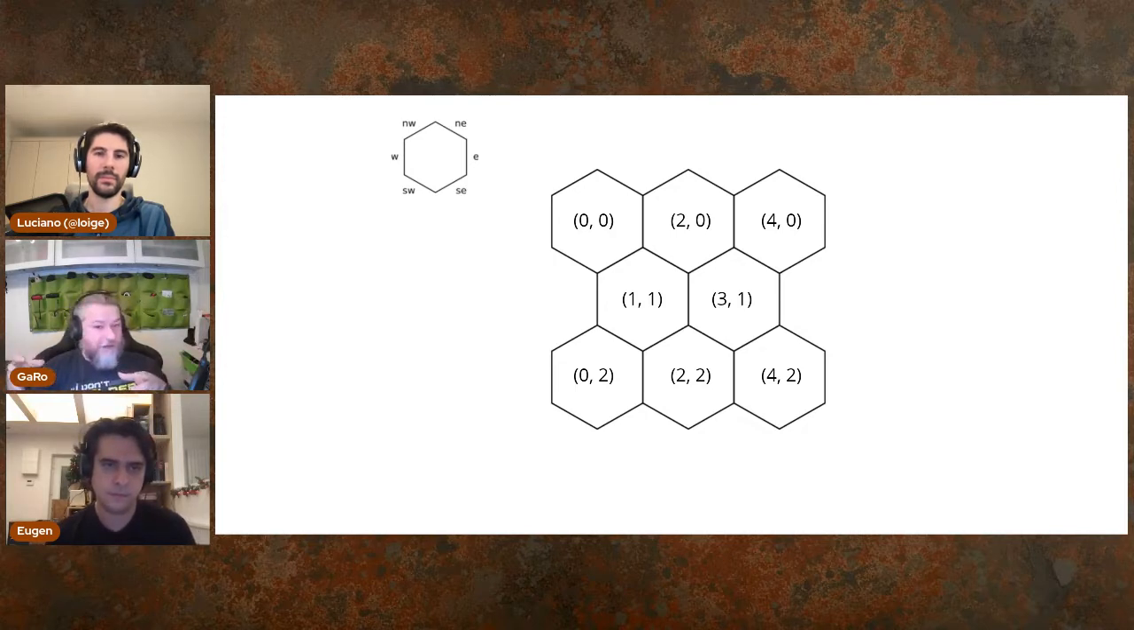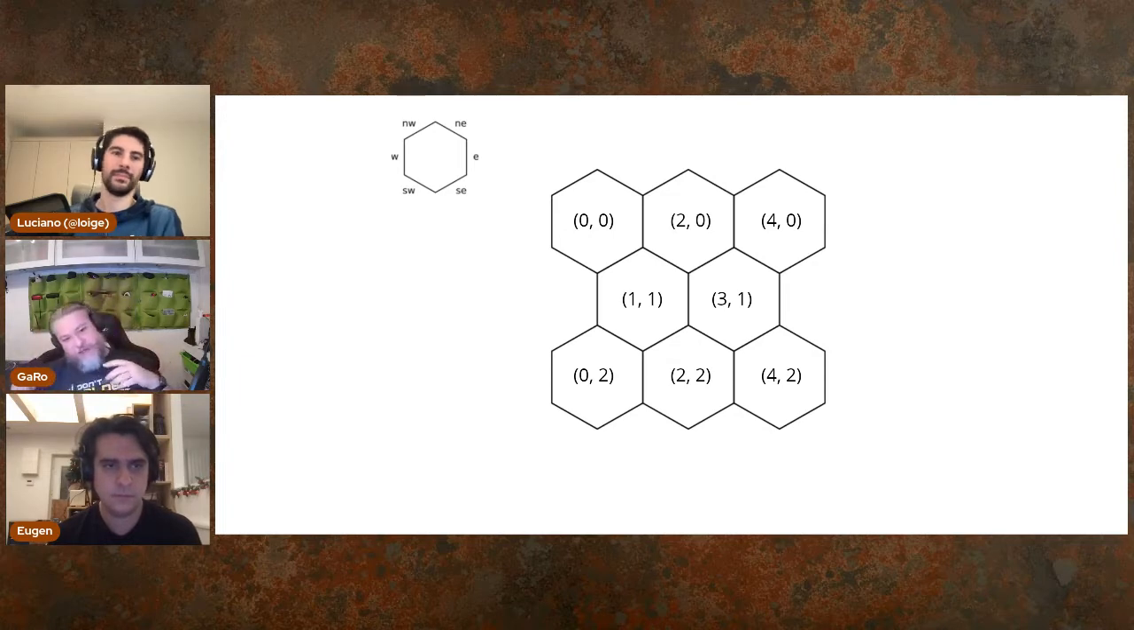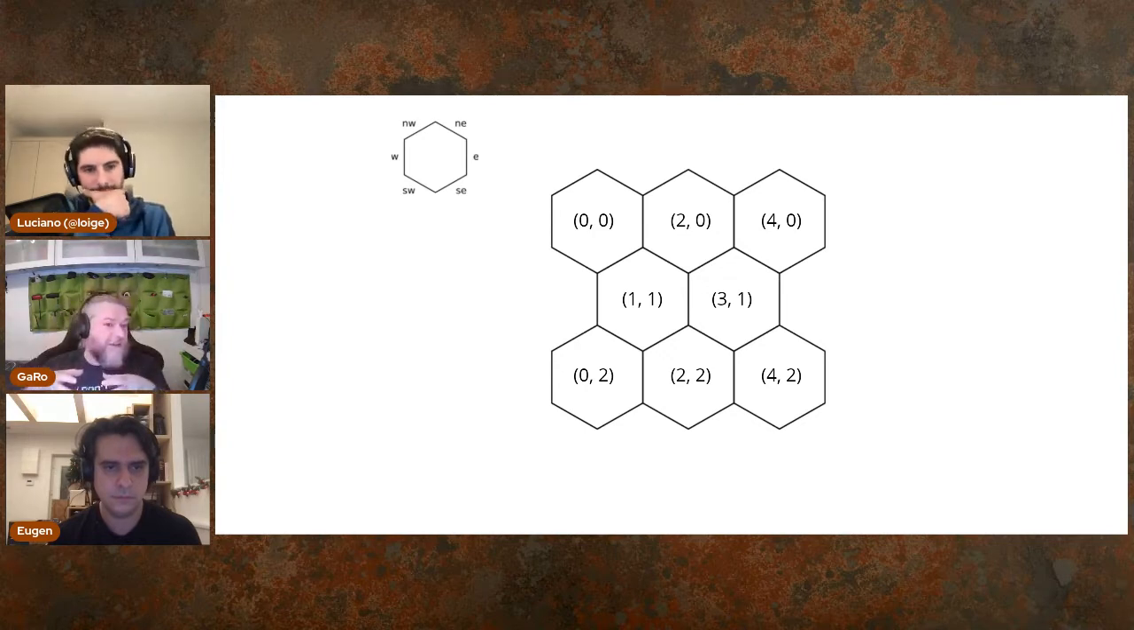If you go east, you go x plus 2, y stays the same. If you go west, x minus 2 and y stays the same. If you go southeast, plus 1 plus 1. If you go southwest, minus 1 plus 1. If you go northwest, minus 1 minus 1. If you go northeast, plus 1 minus 1. So if you have a command that tells you start from 0, 0, you go southeast, and then you go northwest, basically you are going in a direction, coming back, and you are still in 0, 0.